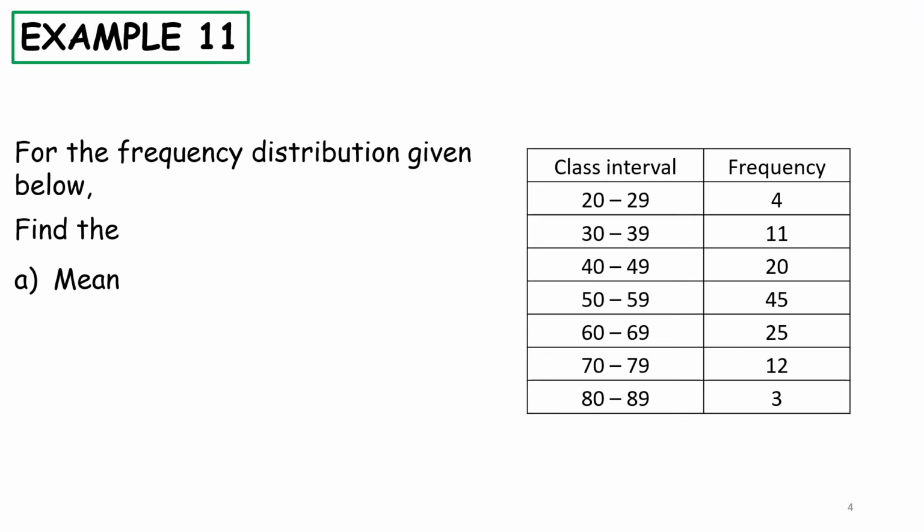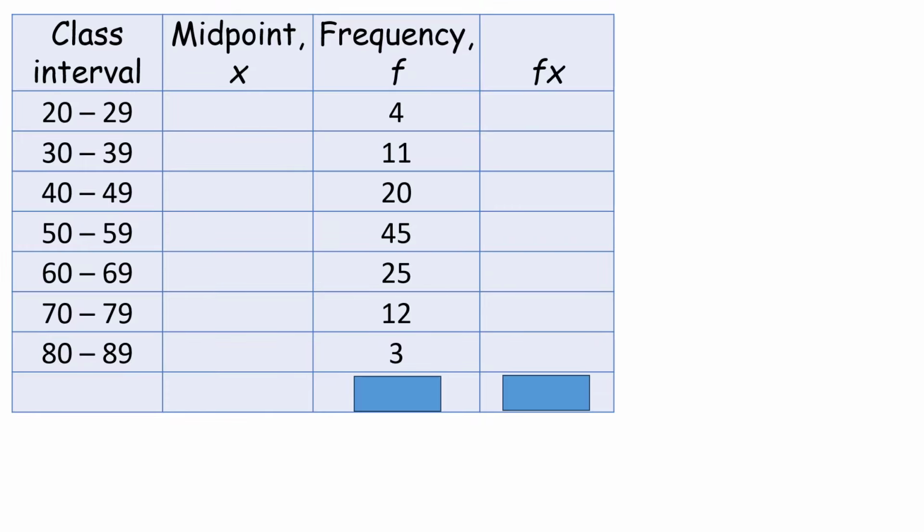Let's try to find the mean for the frequency distribution given below. To find the mean of grouped data, first we need to have a table with the following information. Make sure to have the given class interval and the frequency of each class. We also need the midpoint of each class interval and a column for the value of frequency multiplied by the midpoint, which is fx.